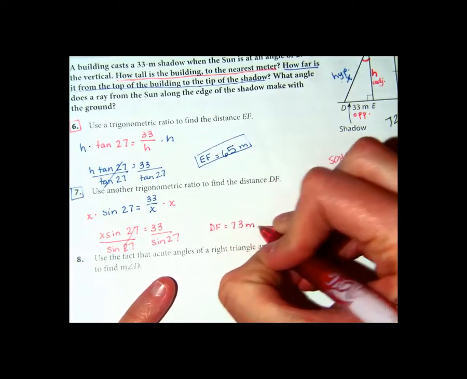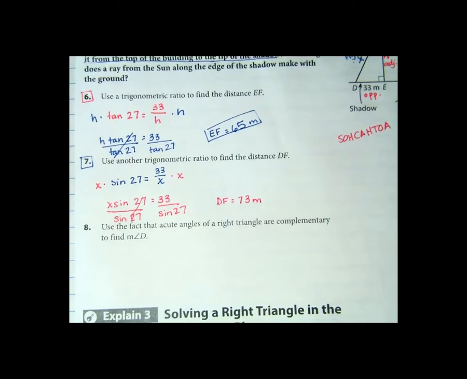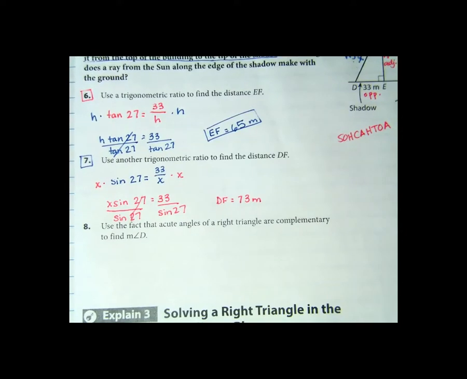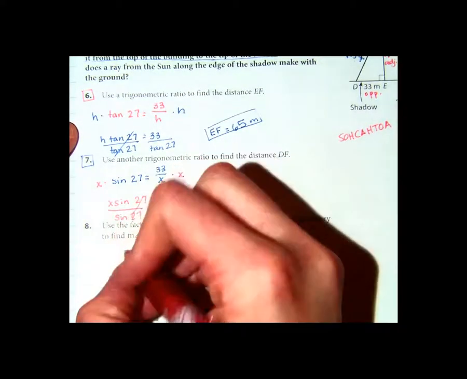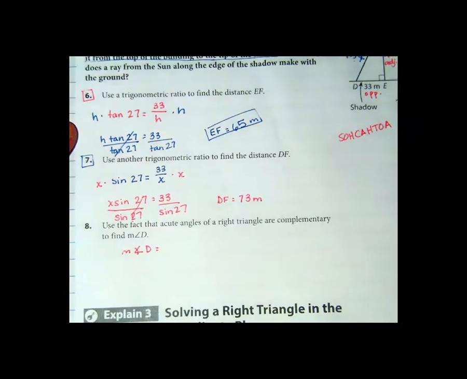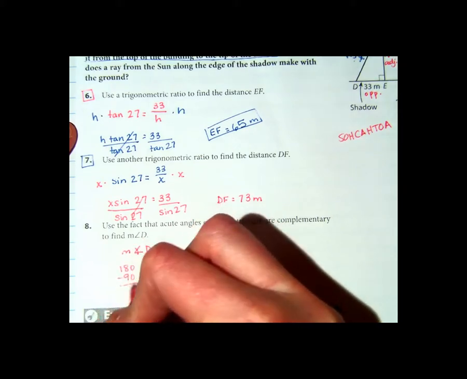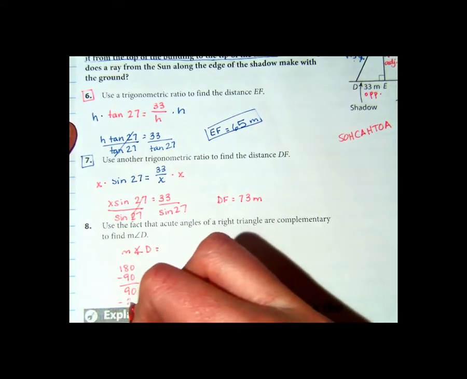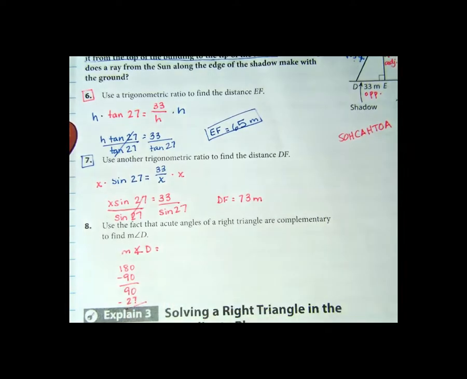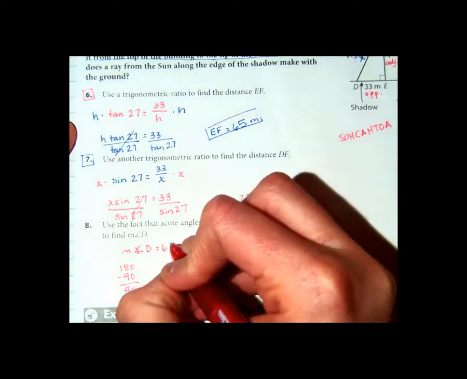meters. Last but not least, A says, use the fact that acute angles of a right triangle are complementary to find the measure of angle D. What is it actually saying? Find angle D. And how do we do that? 180 minus 90, which is 90. And then minus 27, you guys said? Which is, measure of angle D is 63 degrees.